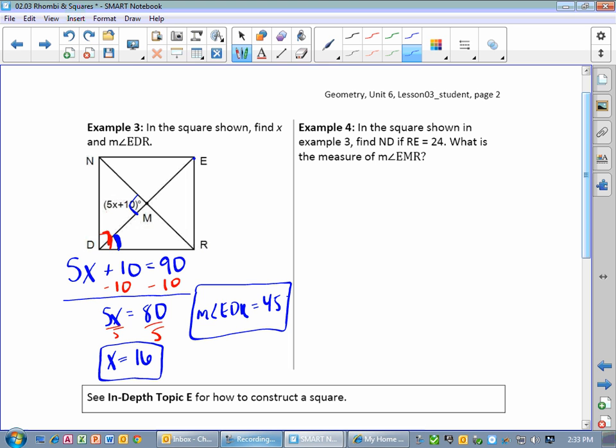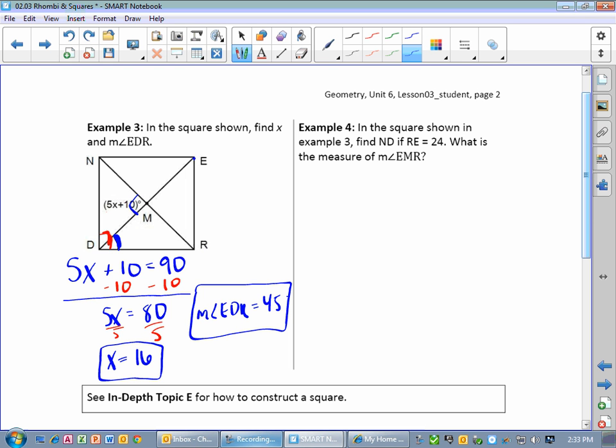Finally, in the square shown in example 3, same picture. And by the way, on your quiz tomorrow, you'll have one picture drawn. It'll be 4 different questions with that one picture. So we can't take any answers from this and apply it over there. It's a completely different question, just the same picture.